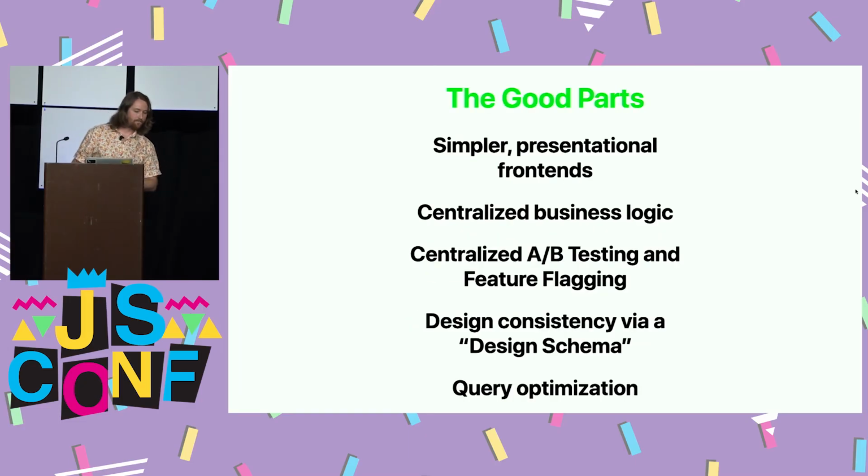There's some good parts, too. This led to vastly simpler front ends. It's a different problem set for them to solve. It's not easy, don't get me wrong, but it's simpler. We're also able to centralize business logic, which has a lot of pros, less fragmentation and differences across platforms. Also, centralizing A/B tests and feature flagging has been a huge boon. Being able to roll out an A/B test across platforms with no front-end changes is almost like magic. Same goes for feature flagging and releases.